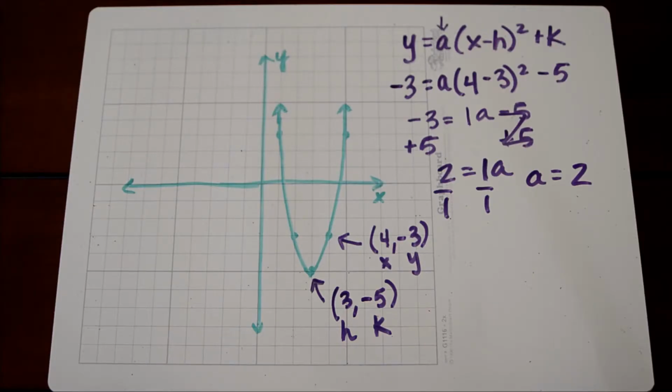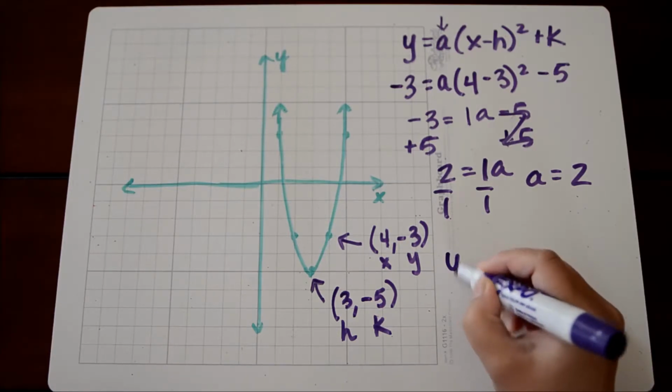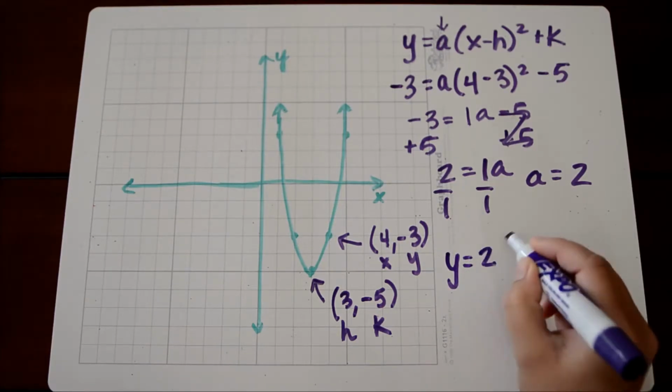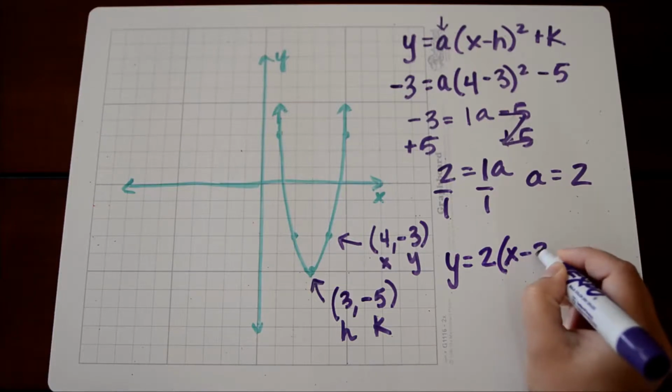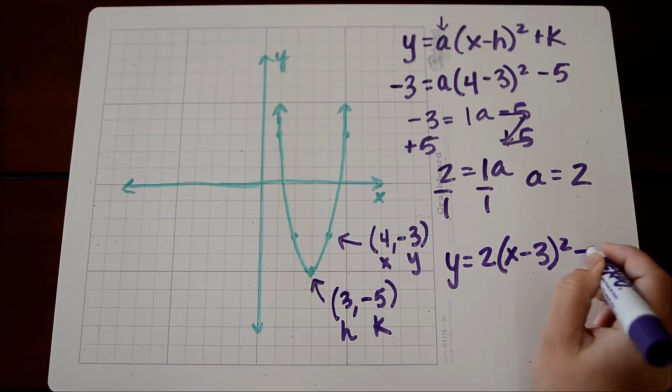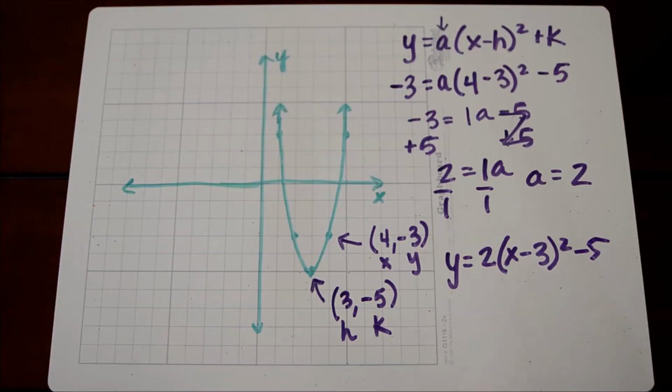So that tells us what our a value is, but we still have to substitute it back into vertex form. So our answer is y equals 2 times x minus 3 squared minus 5. We don't substitute back our x and our y values. Let's take a look at one more example.